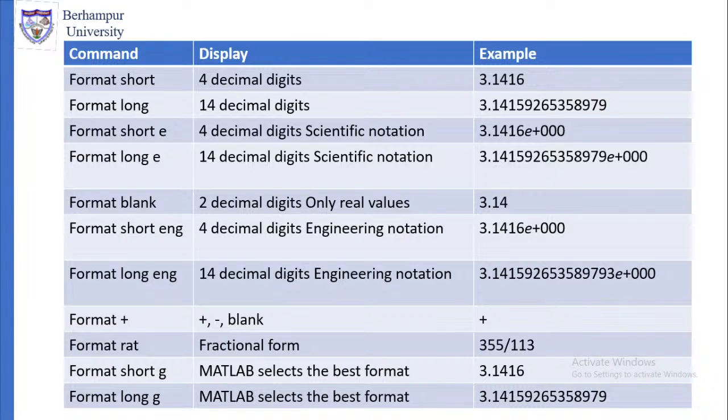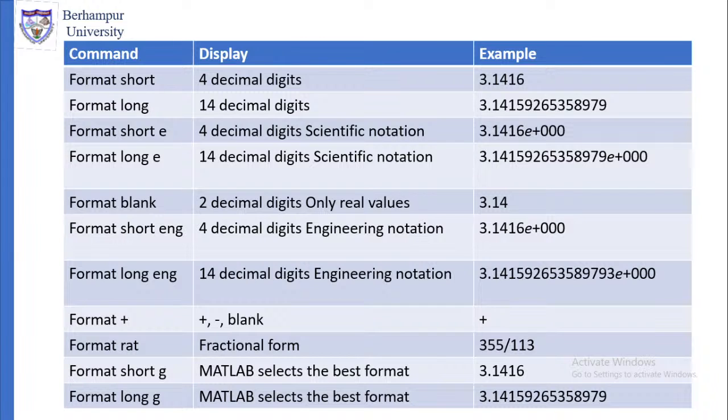Format long, this is for pi. Pi is equal to 3.1416, you know. Then format long will give you 14 decimal digits. So after the decimal point we have up to 14 digits. And format short E, this is the scientific notation, but 4 decimal digits. So there are 4 decimal digits, 3.1416 e to the power 0. Similarly, format long E, this is for scientific notation. Format blank, this is up to 2 decimal points, only real values. It shows only real values.